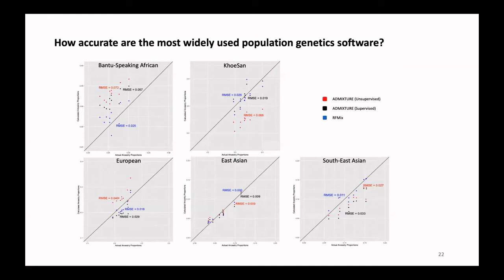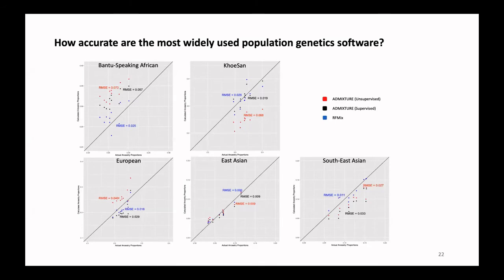So one of the other aspects, if you recall, was how accurate genetic tools and computational algorithms are in capturing the genetic diversity in Southern Africa. This was recently published in BMC Genetics, looking at how accurate the most widely used population genetic tools are for a 5-way admixed population. We used simulations to estimate the accuracy of these computational tools, ADMIXTURE specifically, and RFMix.